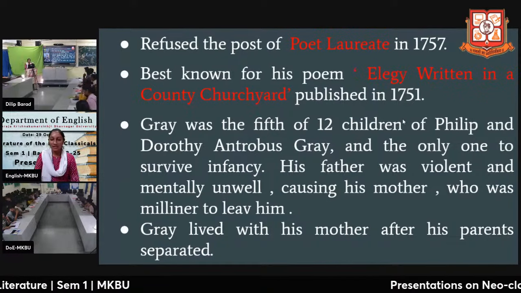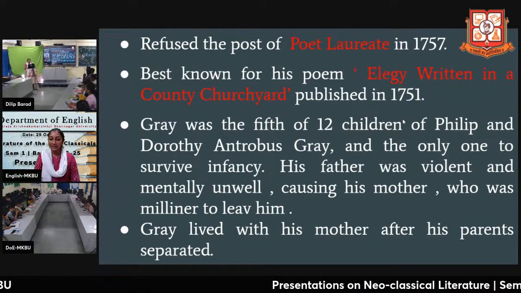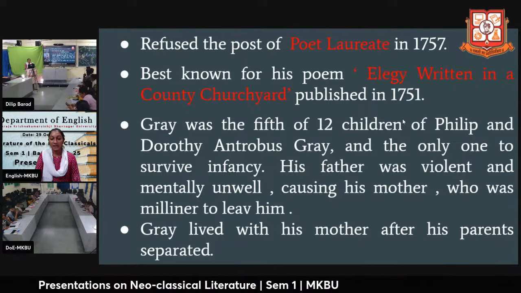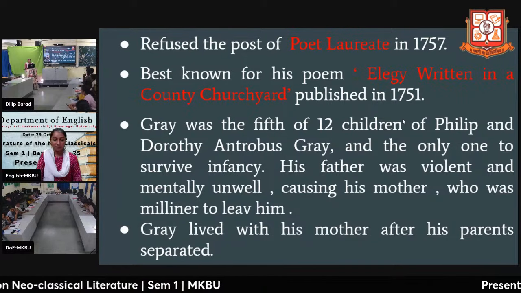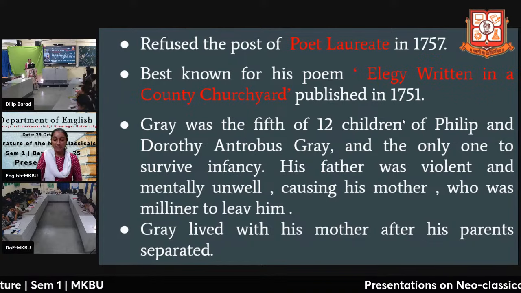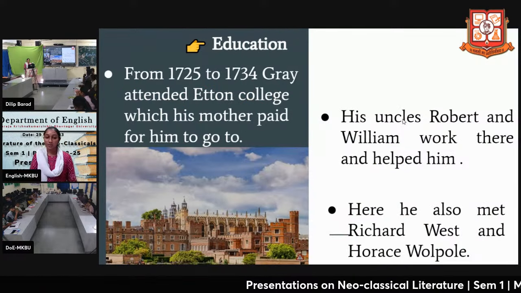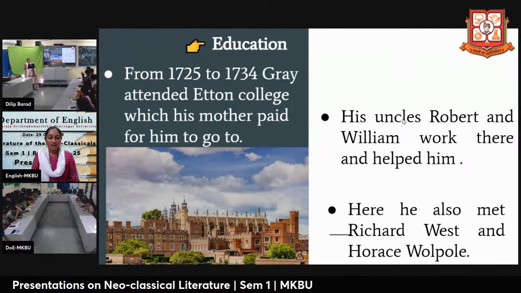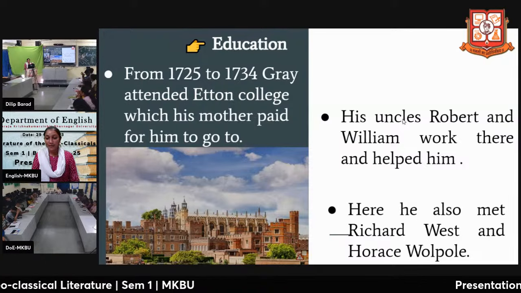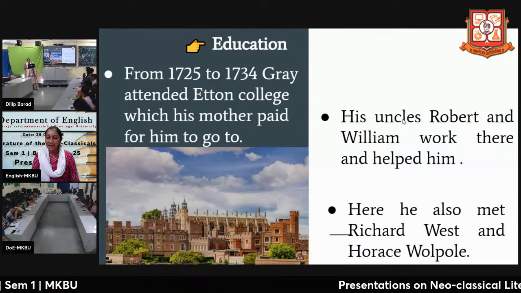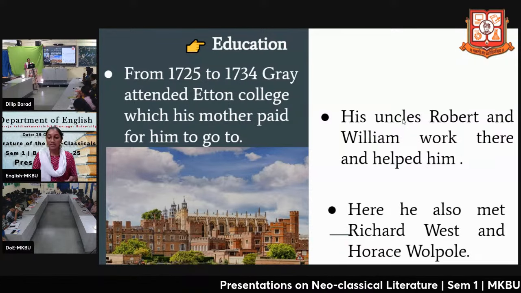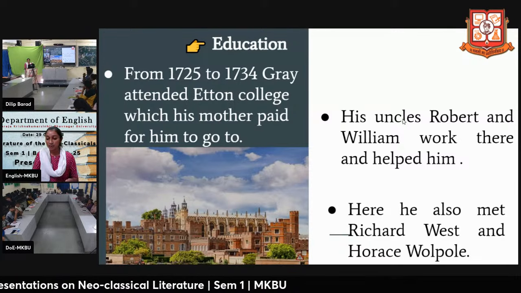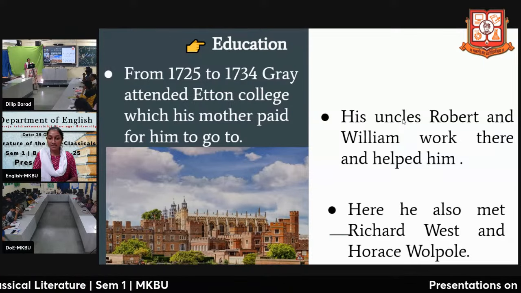Gray was the fifth of 12 children of Philip and Dorothy Gray, and the only one to survive infancy. His father was violent and mentally unwell, and that's why his mother left him. Gray lived with his mother after his parents separated. Education of Thomas Gray. From 1725 to 1734, Gray attended Eton College, which his mother paid for. His uncles, Robert and William, worked there and helped him in his education. Here he also met his friends Richard West and Horace Walpole. They were both best friends of Thomas Gray.